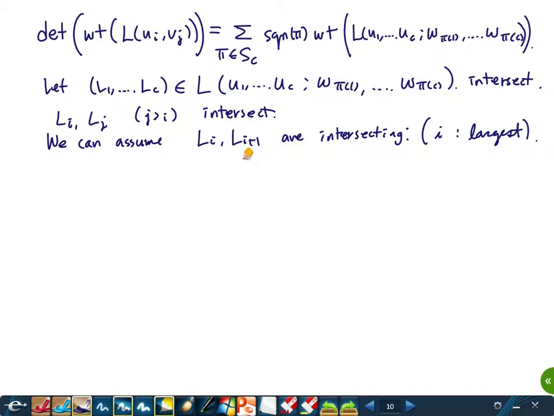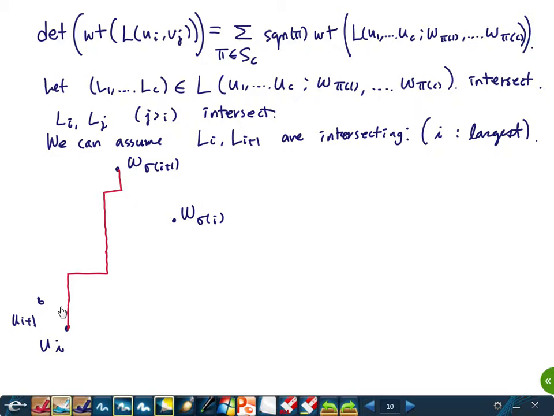So the situation looks like this. This is Ui, and this is Ui plus 1. And here we have W sigma I and W sigma I plus 1, and they can be far from each other, like this. Okay, let me draw this carefully, like this. I think I should go this way.